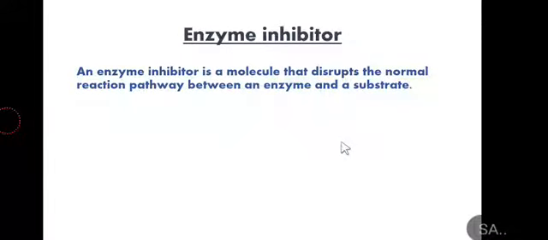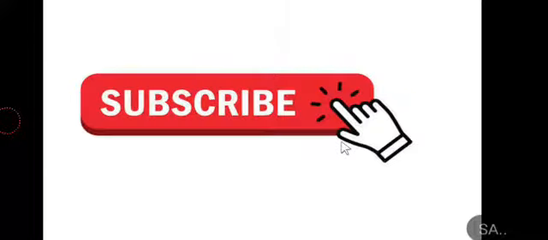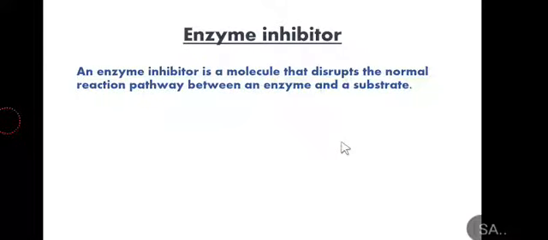I hope that you understood it. Now we'll see the enzyme inhibitor. An enzyme inhibitor is a molecule that disrupts the normal reaction pathway between an enzyme and a substrate. It means it is going to block the activity of an enzyme, hence the enzyme becomes non-functional. While enzyme activators are also there, they are going to enhance the activity of the enzymes. So I hope that you understood it well.